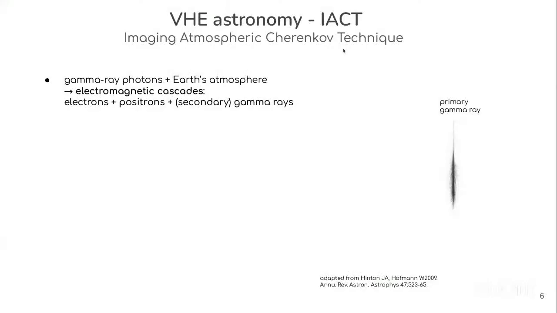Atmospheric Cherenkov technique, EACT, to perform indirect observations from the ground. We basically, when gamma ray photons interact with the Earth atmosphere, they produce via pair production electrons and positrons and secondary gamma rays, producing the electromagnetic cascades.